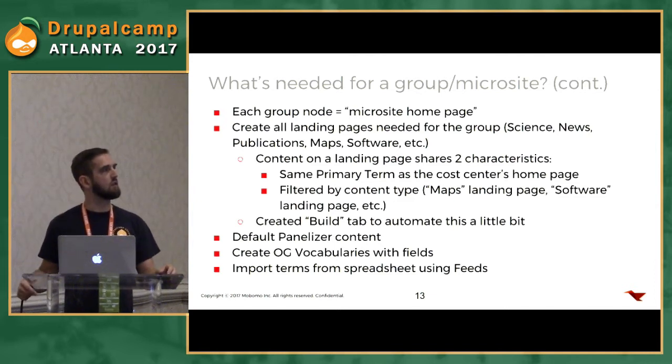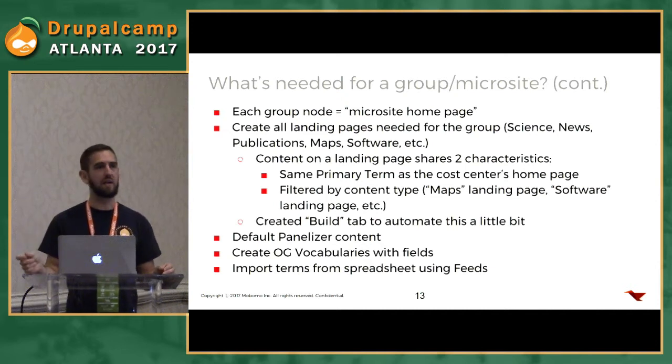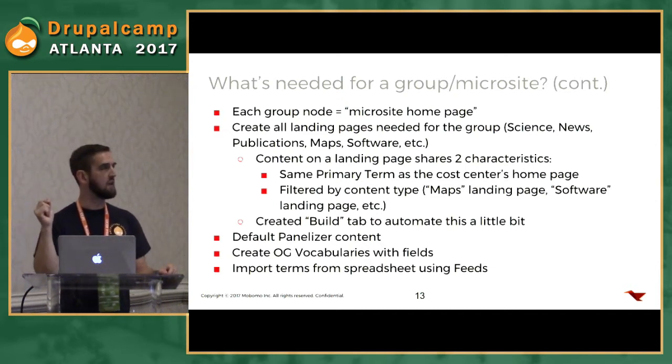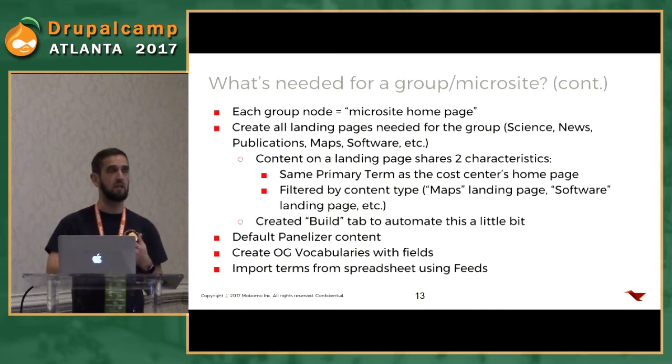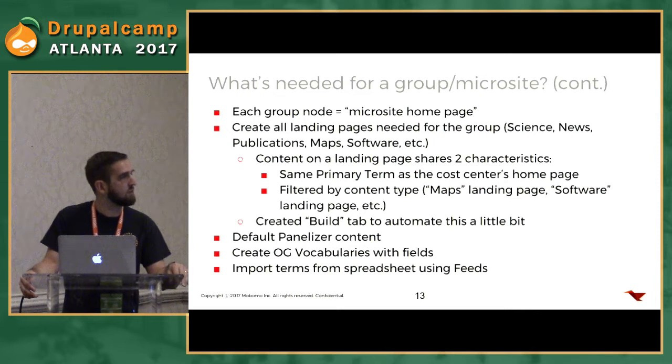So we did have a little bit of automation there. We built a build tab with all these checkboxes for different landing page types, and if you hadn't created a landing page of that type, you could just check the box, hit submit, and it would create it for you. The default Panelizer content and the views behind it would pull any content that had been tagged with your tag of that type, and boom, you've got a page built out. And then create OG vocabularies with fields, skip that, import terms from spreadsheet.